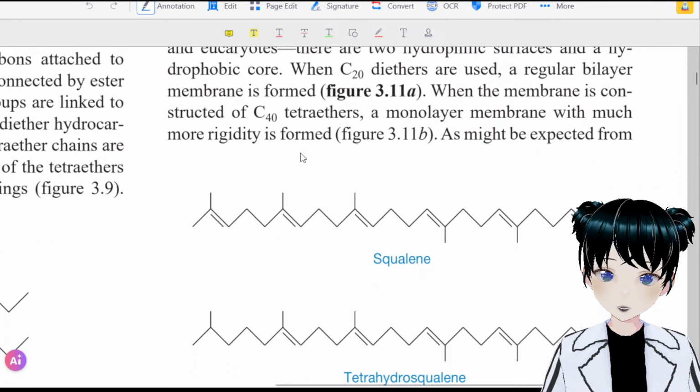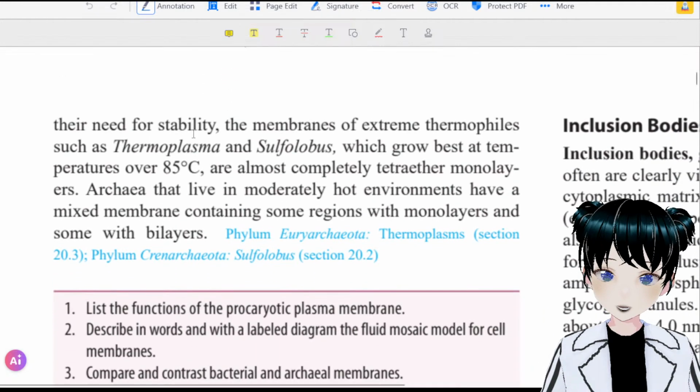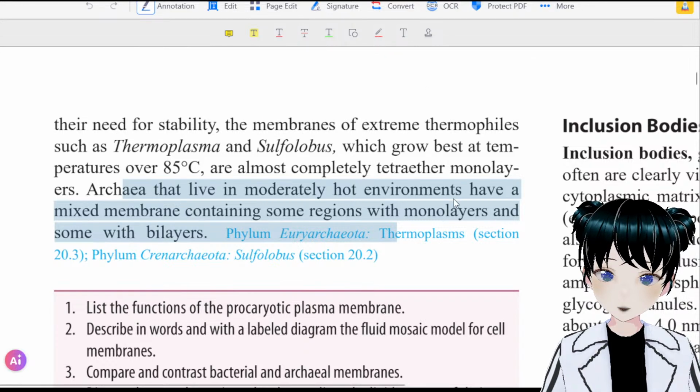When the membrane is constructed of C40 tetraethers, a monolayer membrane with much rigidity is formed, as might be expected from their need for stability. Why? Because the membranes of the extreme thermophiles such as Thermoplasma and Sulfolobus, which grow best at temperatures over 85 degrees centigrade, are almost completely tetraether monolayers. Archaea that live in moderately hot environments have a mixed membrane containing some regions with monolayers and some with bilayers. I think I already explained this, so I don't have to explain it more, right? The hotter the temperature is, the more complex the archaeal membrane will be.